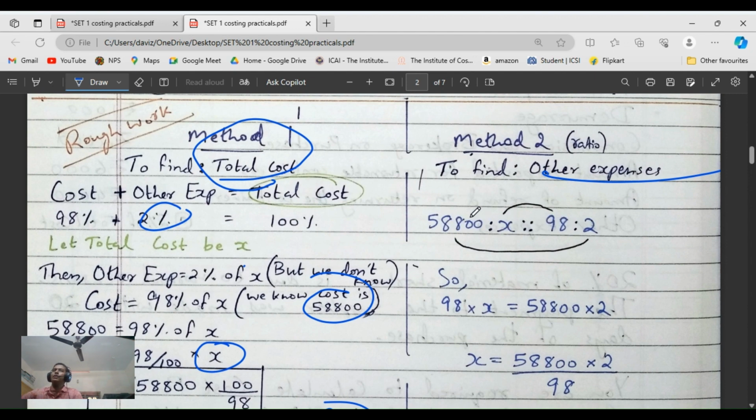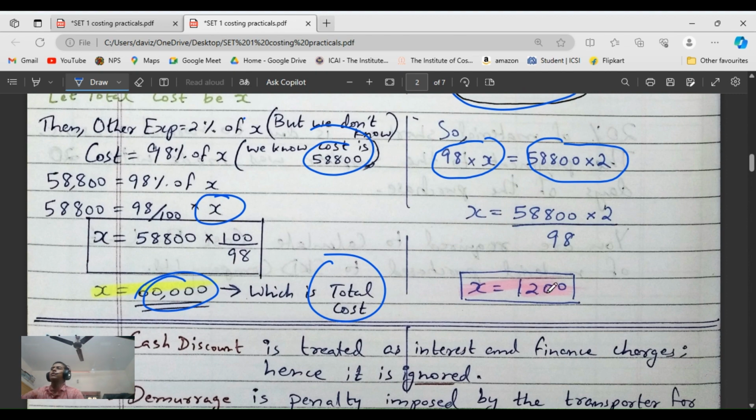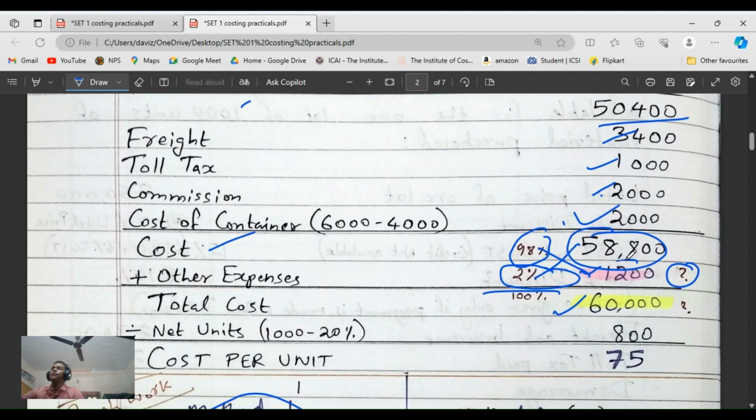58,800 is to X, meaning cost is to other expenses, is proportionate to 98% is to 2%. This is the basic application of ratio mathematics. By applying it, 98 into X and 58,800 into 2. The middle ones multiply and the end ones multiply. So we get X as 1,200. That's how we can find other expenses. Or we can subtract 60,000 minus 58,800 and we will get 1,200. Either way we can find the answer.